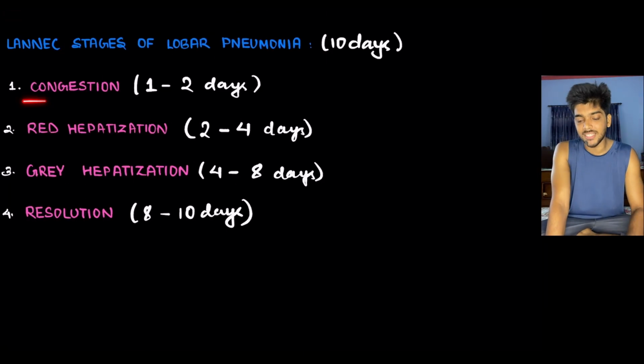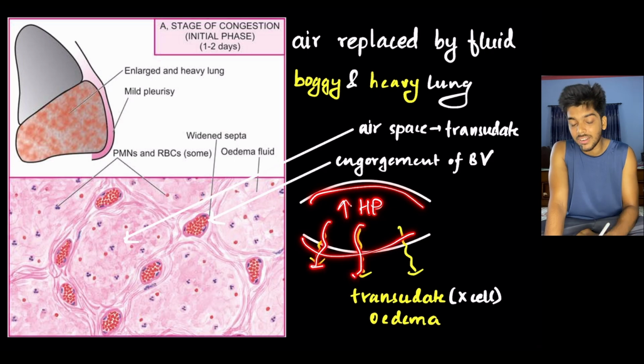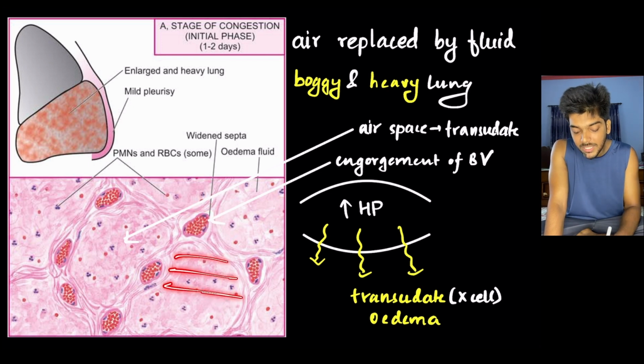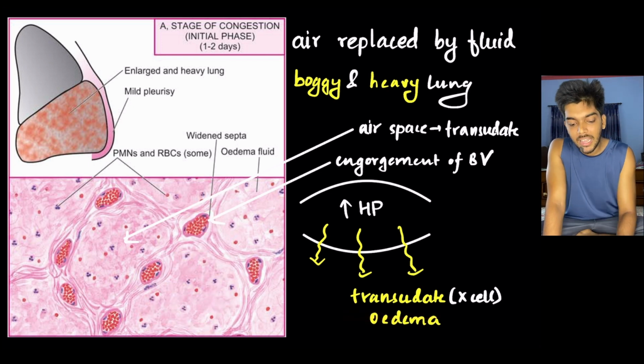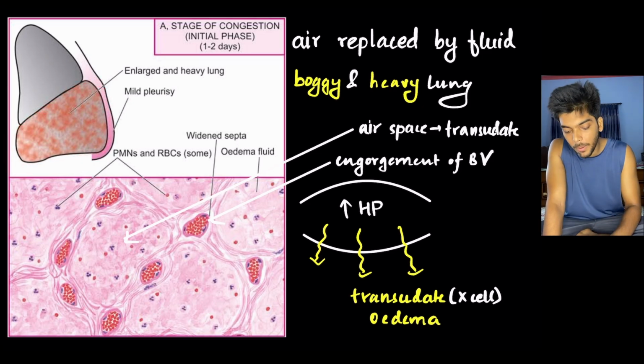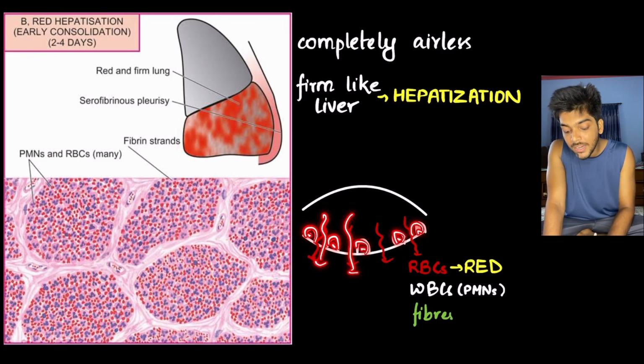One last revision of Laennec stages. First, you have congestion. In congestion, due to increase in hydrostatic pressure due to dilation of the blood vessel, transudate comes out, and the transudate goes and fills up the air spaces. So there is engorgement of the blood vessel and filling up of the air spaces by transudate. Since the lobe is now filled with water-like substance, it is heavy and boggy. Similarly, after that, there is increase in permeability of the blood vessel. As a result, along with fluid, cells also come out.